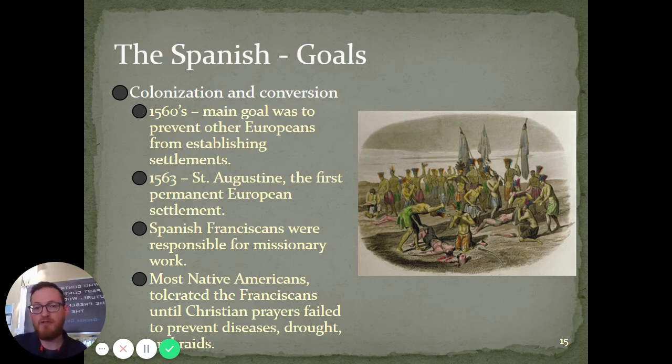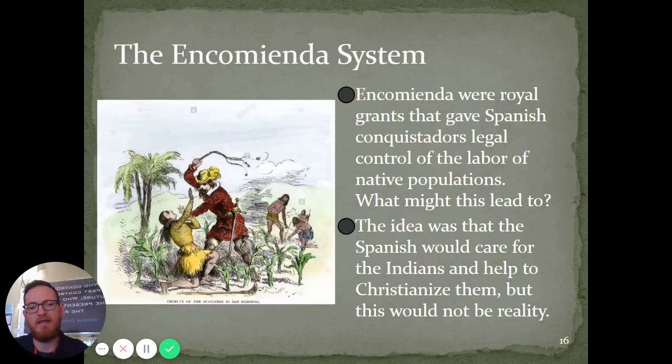And you're going to see, for the most part, the natives would tolerate the Franciscans. But once the Christian prayers did not work for them, and they started experiencing diseases and drought and that kind of thing, that is what led the Indians to kind of turn their backs on the Spanish, because they said, hey, we're fine with this as long as it works, but if it's not working, then we aren't happy with you being here.